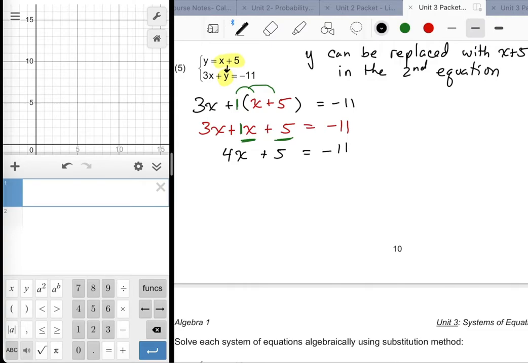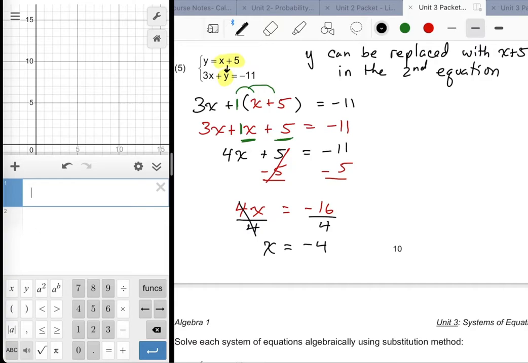Now I want to get x alone. These are properties of equality. So I'm going to subtract off a 5, and I'm looking at 4x is equal to negative 16. I want to get x alone, so I'm going to use another property of equality, this time division. I'm going to divide by a 4, and I get x is equal to negative 4. So through this process of substitution, I've now discovered that x is negative 4. That's great. I need y, though. I also need y.